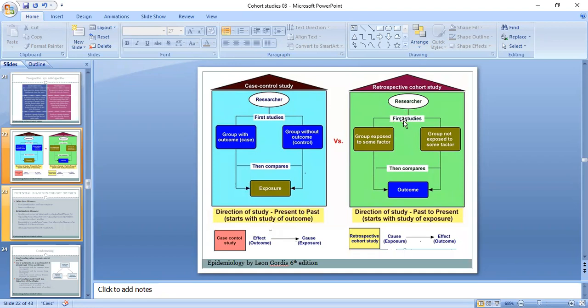While in the retrospective cohort study, the investigator starts by dividing the population into two groups based on their exposure to some risk factor or not. Then he compares both these groups to find out the outcome. The direction of the study is from past to present. It starts with the study of exposure and moves from cause to effect. That is the basic principle of the cohort study. The case control study moves from effect to cause, or from outcome to exposure. That is its basic principle.